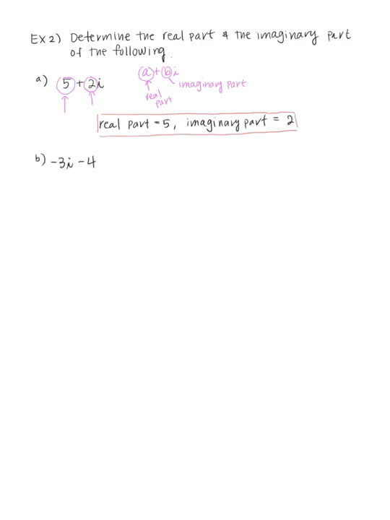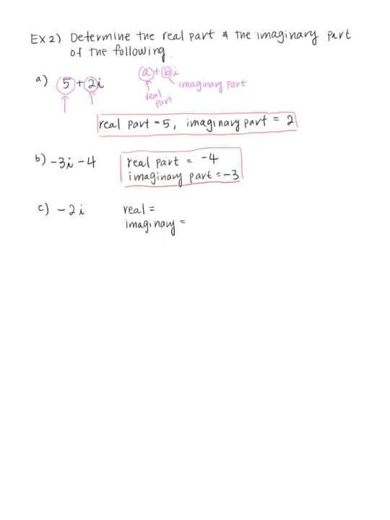Let's do part B, negative 3i minus 4. Which one is the real part? The real part is the number that does not have an i attached to it. So in this case, our real part is negative 4, and the imaginary part is going to be negative 3. So I'm just going to box that for the answer.